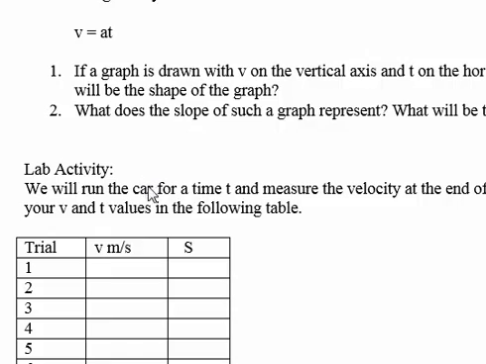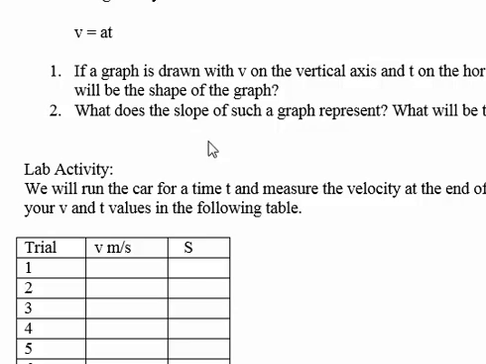Well, in the lab activity, we will run the car for a time t and measure the velocity at the end of that time. Now, you will record those for trial 1. You record the velocity at the end of time t. Now, this should read time t in seconds. All right? And we will do several trials. We will run the car for different time periods so that v and t will be different.